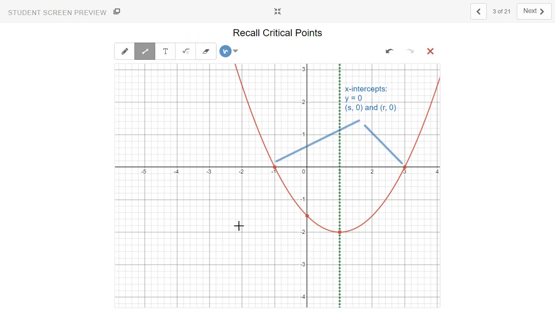We also have a y-intercept. The y-intercept always has an x value of 0. And finally, we have a vertex. The vertex is closely related to the axis of symmetry because our axis of symmetry is always equal to the h value.